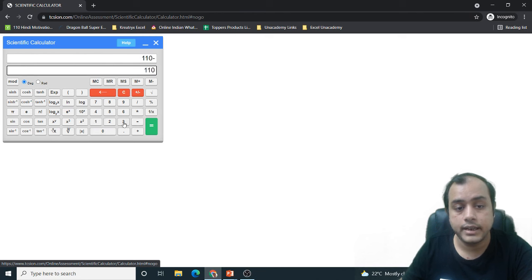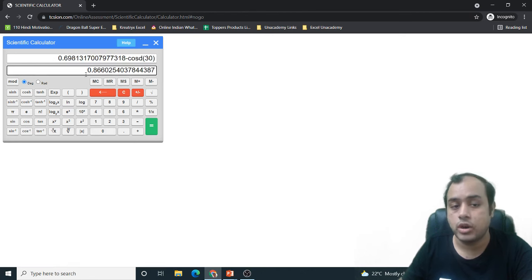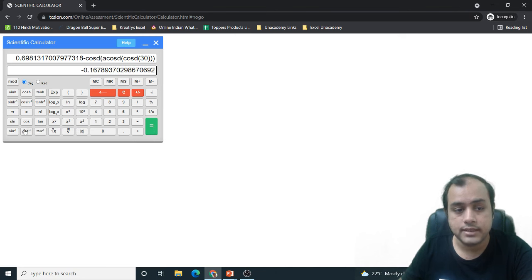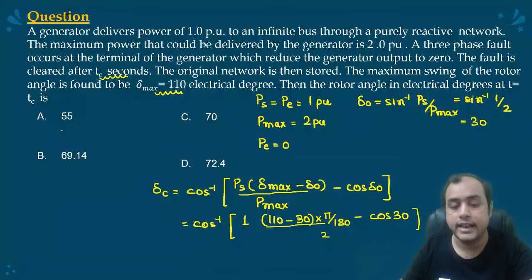110 minus 30 into pi by 180, I am pressing equal to at every stage, divided by 2 minus 30 cos, minus cos 30, 0.866, then I'll press equal to, so I'll write cos inverse. I did not press equal to this much, so I'll press cos inverse. 99.66.